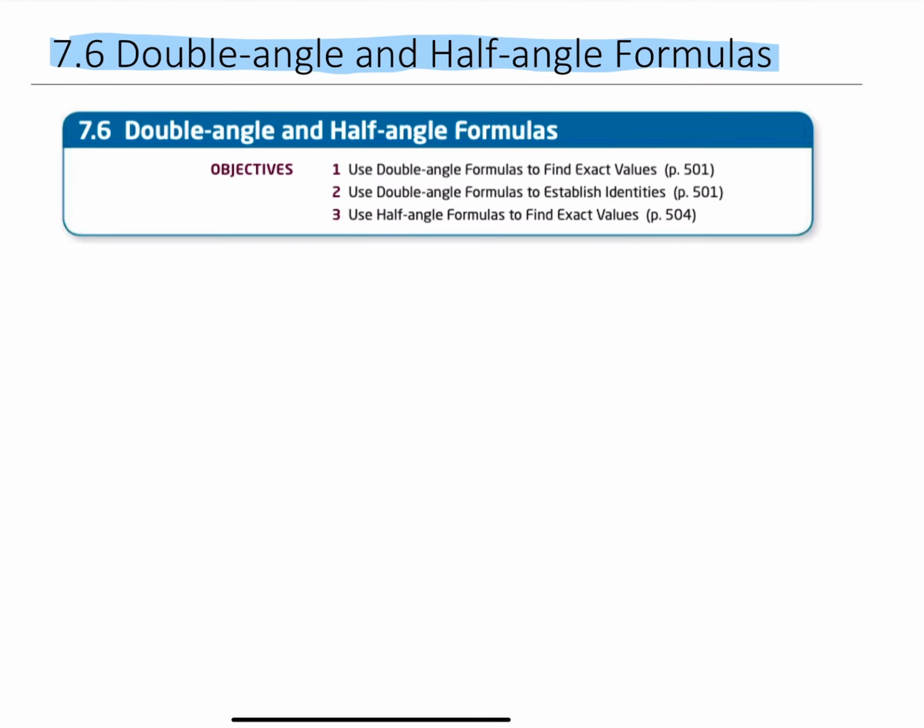Okay, that's it for this video. So we used double angle formulas to find exact values, we used double angle formulas to establish identities, and then we used half angle formulas to find exact values. That's where we left off. That'll be it for this video, and I'll see you next time.